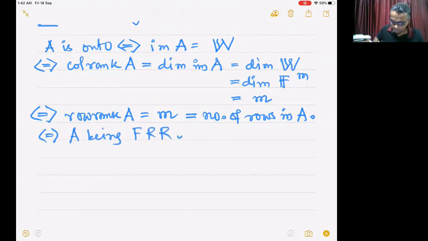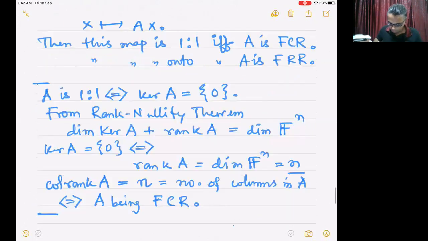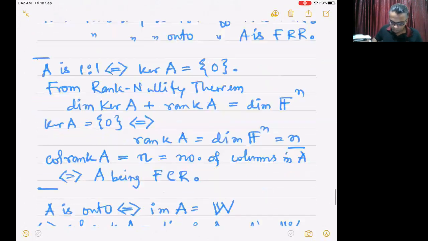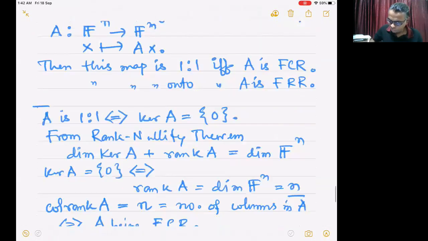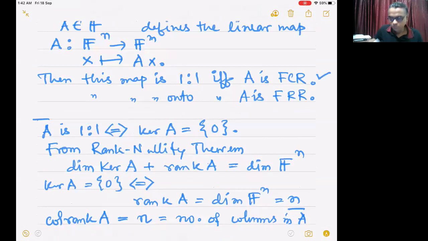So thus we get these two important facts, this one and this one. Understandable?